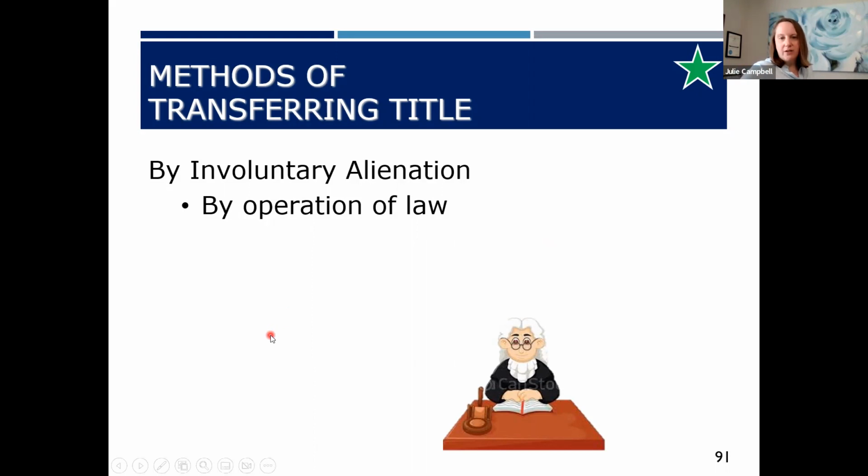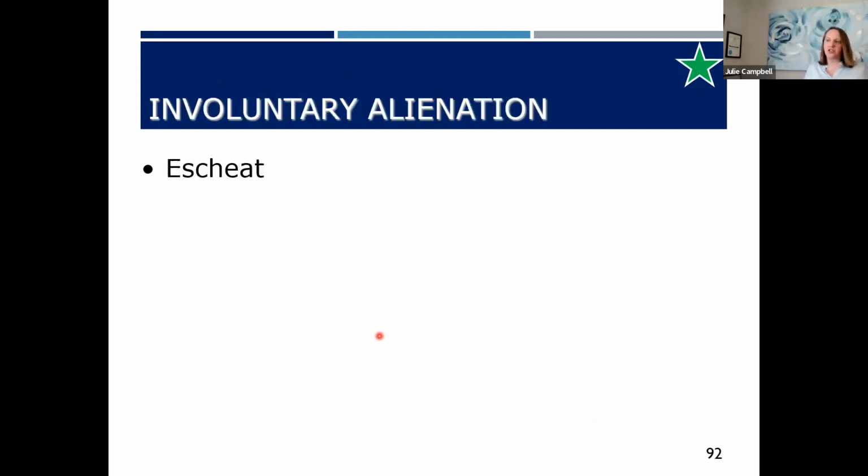So the different methods of transferring title via involuntary alienation. First off, you have something called escheat. Escheat is the process when the state takes the property of one that dies without a will or heirs. No will, no heirs, you can lose your property by escheat. We're going to talk about when you have a will in just a second. Please bear with me. But escheat is somebody that dies, no will, no heirs. The property will be taken by the state through the process called escheat.